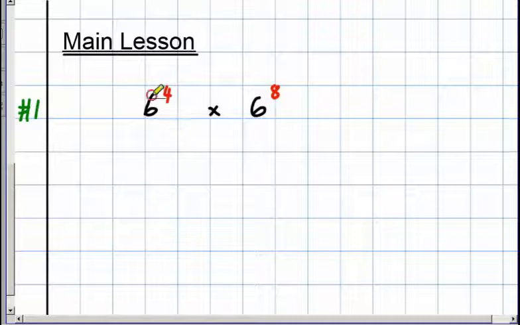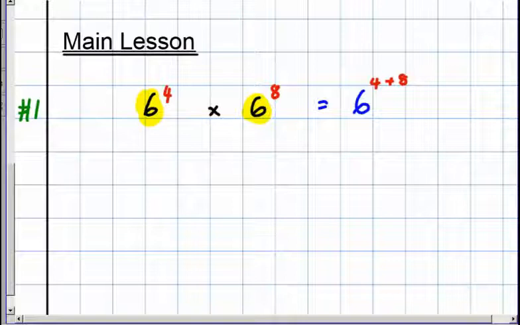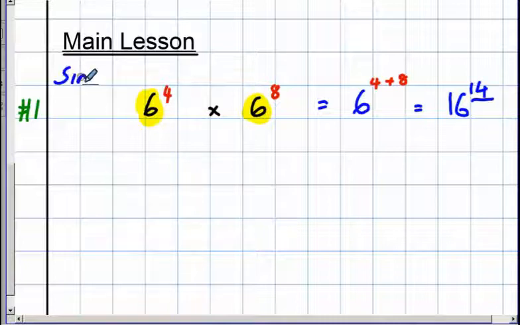These two numbers have the same base. The base is the big number. So when you multiply, you add the powers. So the simplified version of this is 6 to the power of 4 plus 8, that is 6 to the power of 14. The instruction would have been, at the beginning, simplify.